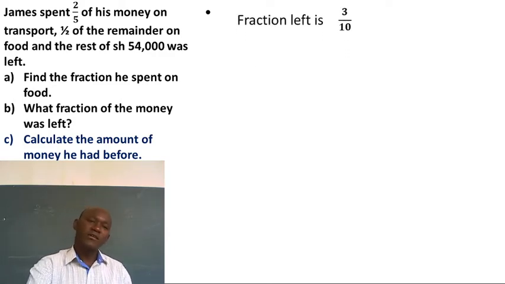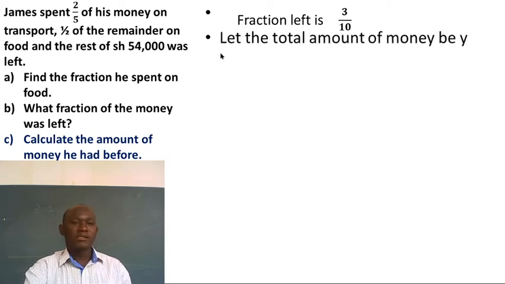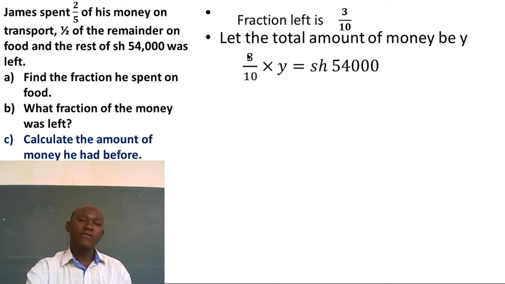So our fraction left was 3 out of 10. Since the fraction left was 3 out of 10, let the total amount of money James had be y. So we are going to have 3 out of 10 times y equal to 54,000 shillings. 3 out of 10 is the fraction left. The fraction left times the total amount of money, which we don't know, should give us the amount of money which was left.